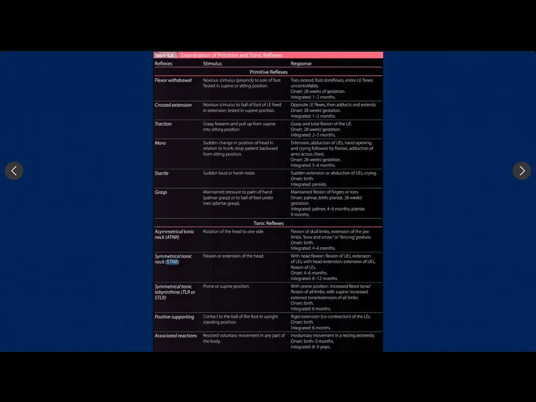So, this is the chart. You can see over here that STNR is integrated after 8 to 12 months. ATNR integrates at 6 months. You can take a screenshot of this. This is very important for your exam.